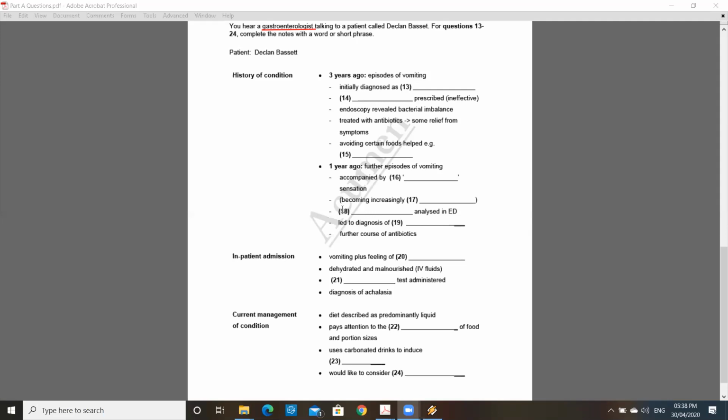And in 18, some of you have written disease condition, which is wrong, because it says analyzed in ED. So can I analyze a disease condition? No, a disease condition can be confirmed, established, determined, diagnosed, but not analyzed. What can be analyzed is maybe a body fluid, or maybe the function of a particular organ. So 18 is more likely to be one of the body fluids or one of the body functions that was analyzed.